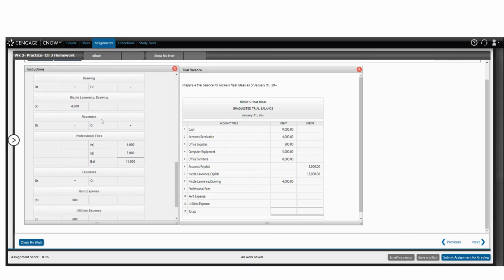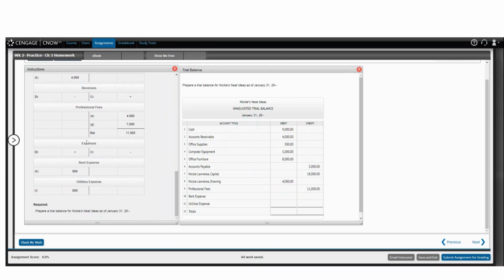Then we're going to move to revenue. I have professional fees. I have a credit balance of $11,000. So I'm going to go over to my trial balance, slide over to credit, and type in $11,000. There we go. Now we're going to move to expenses. Okay, so I have rent expense for $900 on the debit side. So over here, $900 in debit. And then my utilities expense, I see $600 balance on the debit side. So I type in $600 right there.